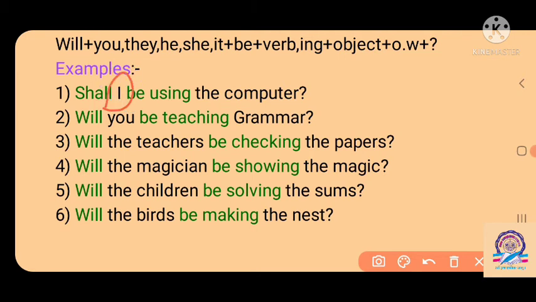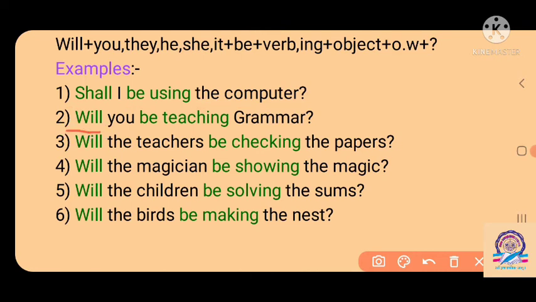So if "I" is given here, we have to keep shall first, then I as the subject, then be, then use changes into using the computer here. It is used to ask someone a question: whether the work will continue in the future or not. For that we are using the future continuous tense here.